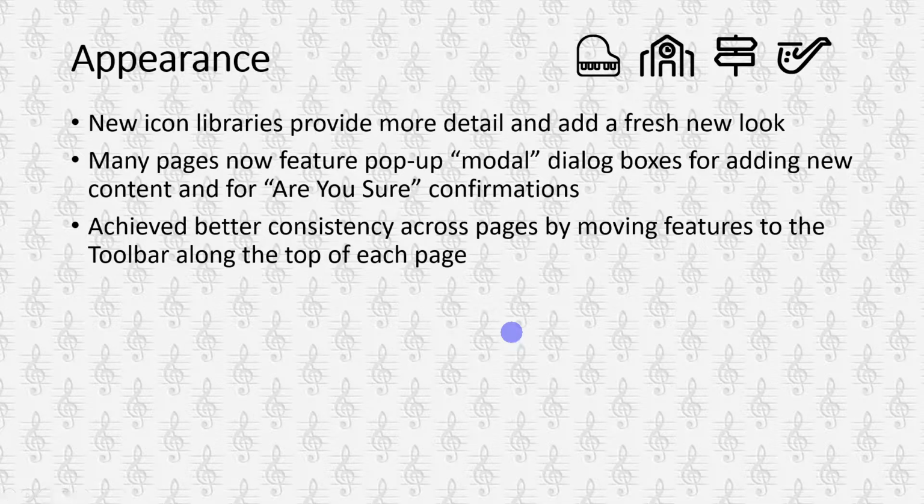In the appearance category, we've added some new icons to make things a little more clear and just refresh the entire interface throughout. Some items that used to be contained on a page are now available through what's called a modal pop-up dialog box, and then they go away when you're done using them. This is especially important for "Are you sure?" confirmations. We've achieved some better consistency. We've moved some items onto the toolbars. So all of the features that you know and love are still present in the program, but some might be in a slightly different place than you're used to.